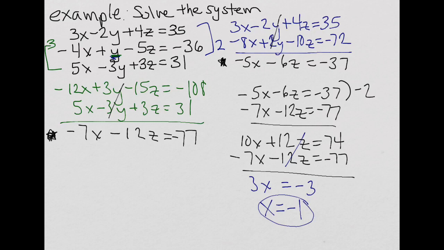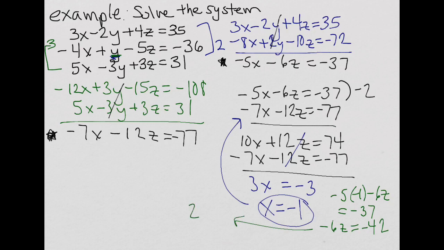Now we can plug that back in to one of our equations up here to solve for z. So that's going to be negative 5, I'm going to choose the top one, times negative 1, minus 6z, and that's going to be equal to negative 37. Well, negative 5 times negative 1 is 5, so if we subtract the 5 over, we'll get negative 6z is equal to negative 42. So z will equal 7.